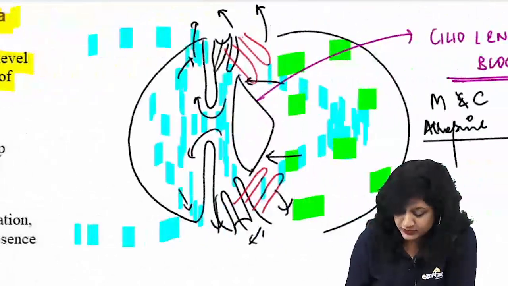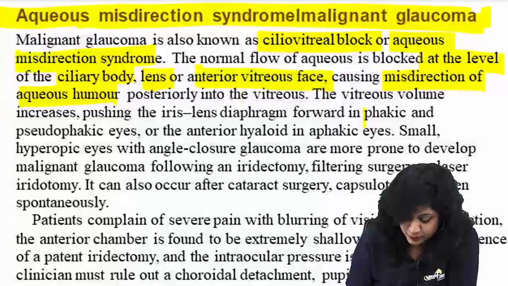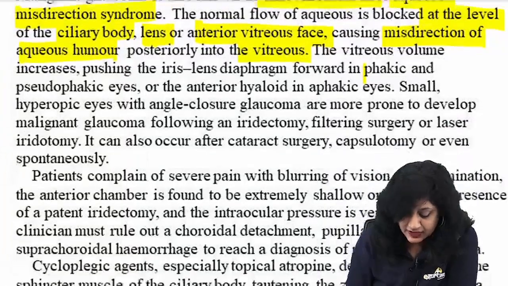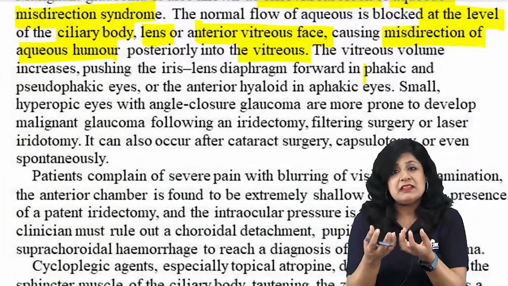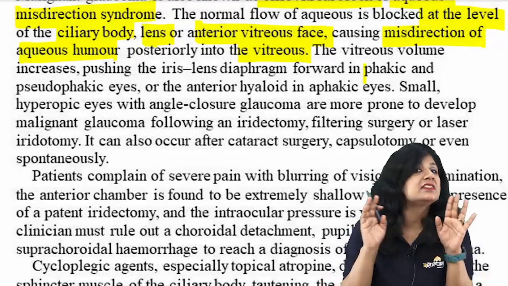So can you see there was this misdirection of the aqueous humor that you have already seen, and it is going posteriorly into the vitreous. Now vitreous volume will increase. When there is more volume in the vitreous, that will push the iris lens diaphragm forward.